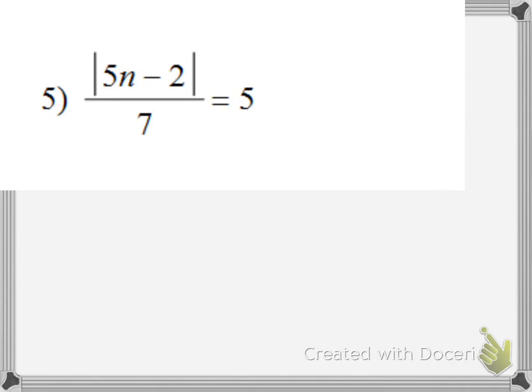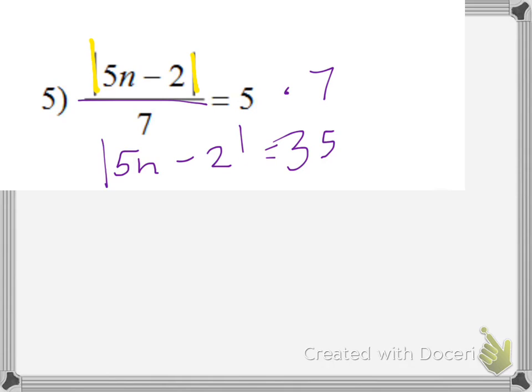It won't be. Cool. Alrighty, so again, our goal is to get the absolute value bars by itself. We've got that 7 as our denominator that we got to get rid of, so let's go ahead and multiply by 7. And 5 times 7 gets me a 35. So right now I've got 5n minus 2 equals 35, but we got to solve for n, but we got to make sure that those are by itself first, which they are.